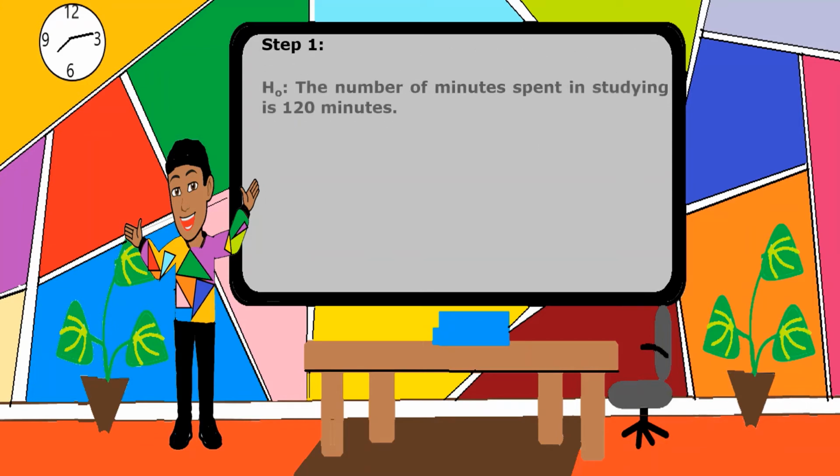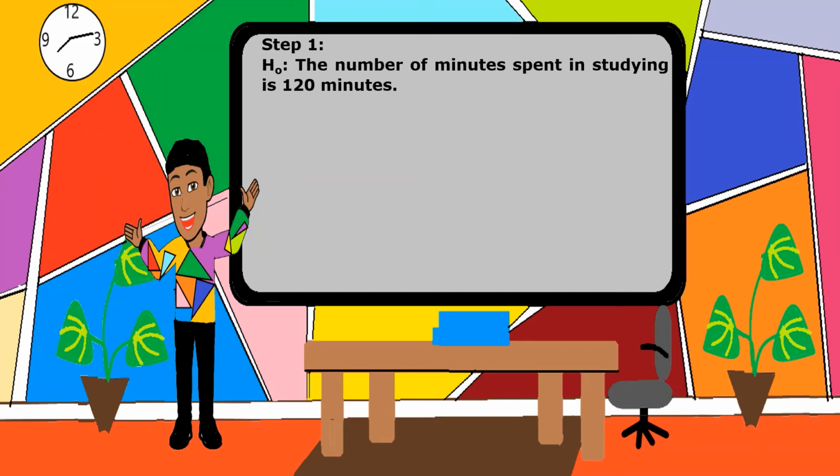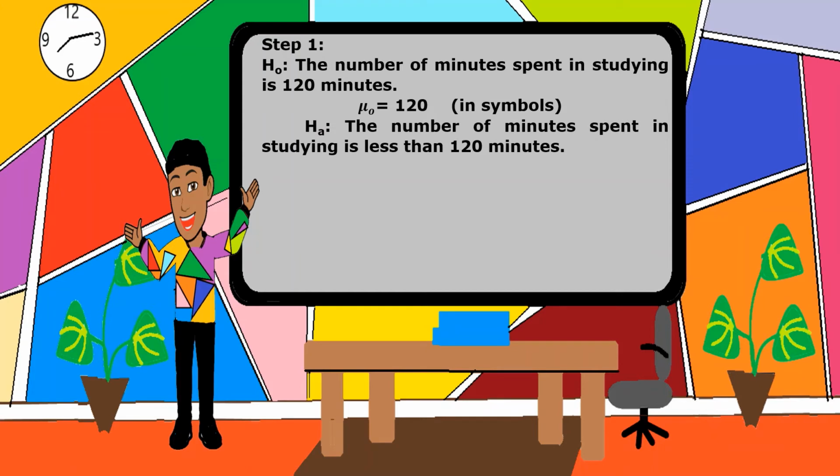Step 1. The null hypothesis is the number of minutes spent in studying is 120 minutes. So in symbol, our population mean is 120. Our alternative hypothesis is the number of minutes spent in studying is less than 120 minutes. In symbol, our population mean is less than 120 and it is directional because of the symbol less than.